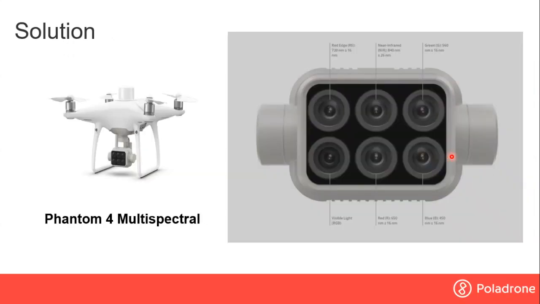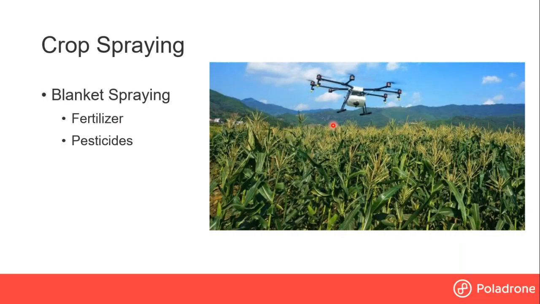So for these solutions, we will recommend you to use the Phantom 4 multispectral. This is the multispectral camera here. You see they've got 6 different bands. They've got the red edge, the near infrared, green, red, blue, and visible light. These are the bands that allow you to see the NDVI and whether your crop is healthy or not. So the next step, once you identify your crop is unhealthy, you will normally want to spray pesticide or fertilizer, right? This is where the crop spraying drone comes into play.